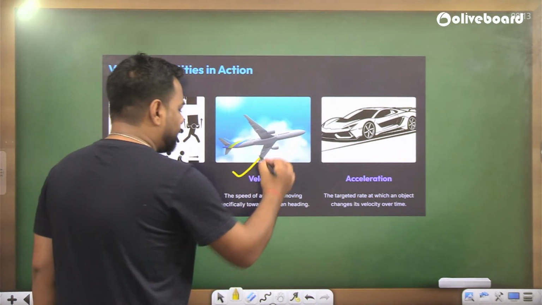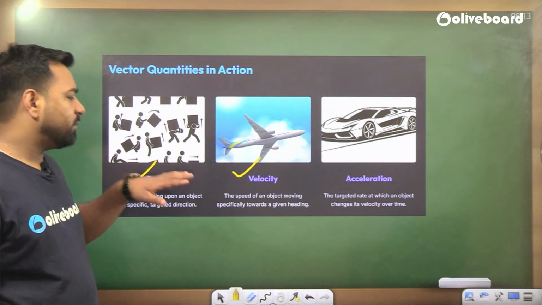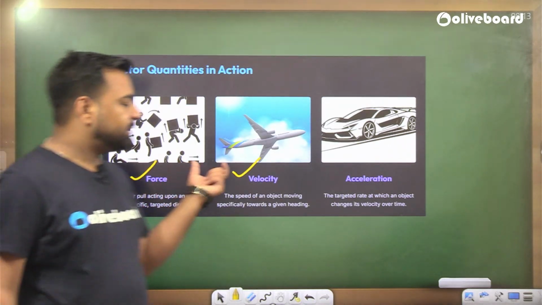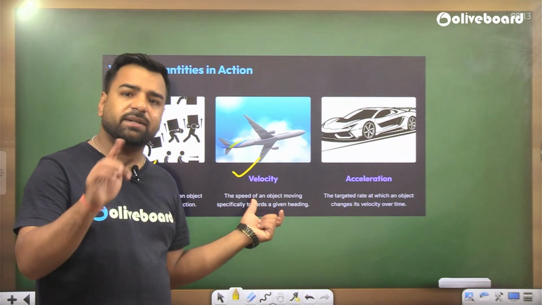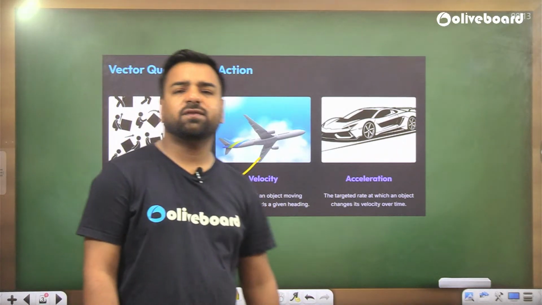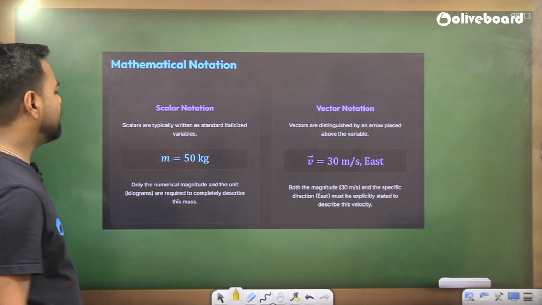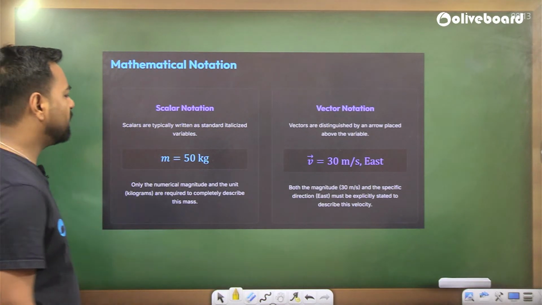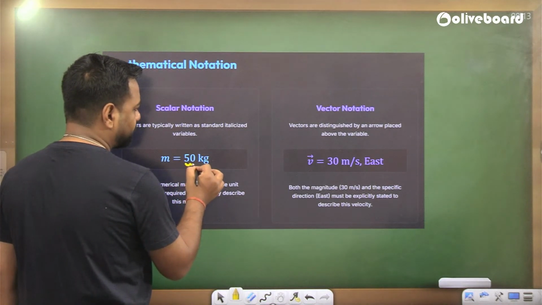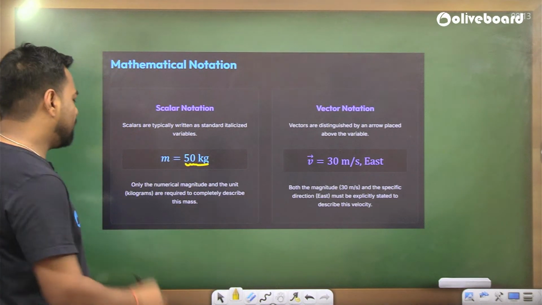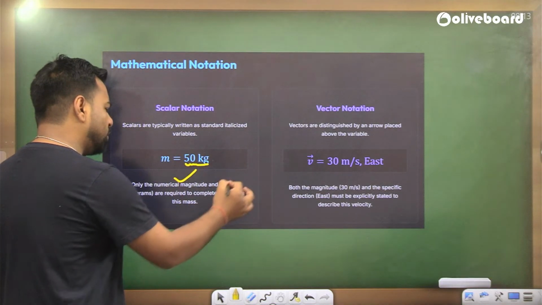Similarly, velocity. What is it? If I talk about velocity, this is a vector quantity where displacement is involved, and acceleration, the rate of change of velocity. These are actually vector quantities. And talking about scalar quantities, as discussed, here only numerical magnitude and the units are used.